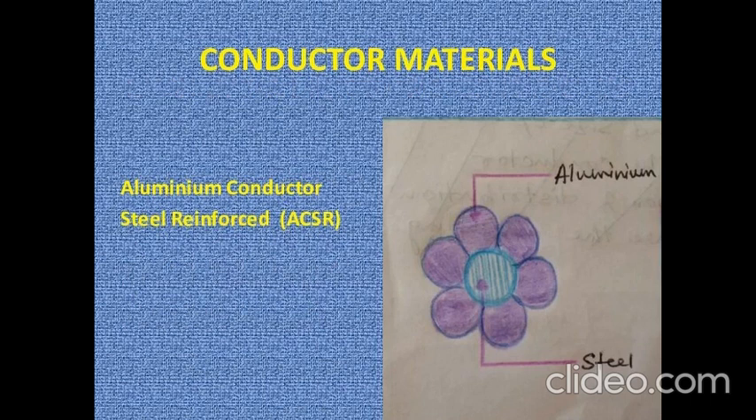Now the topic is conductor material. Aluminium with steel core, that means ACSR, Aluminium Conductor Steel Reinforced, is widely used for high voltage lines. Other materials used are cadmium, copper, phosphor bronze and galvanized steel. The choice in a particular case depends upon the cost and the required electrical and mechanical properties.